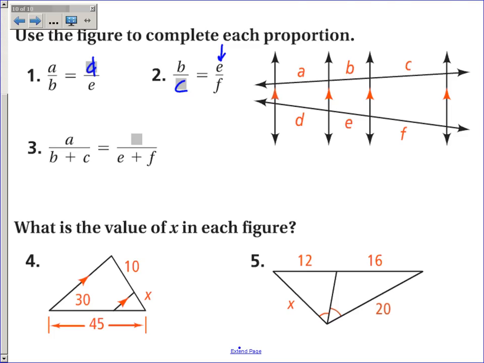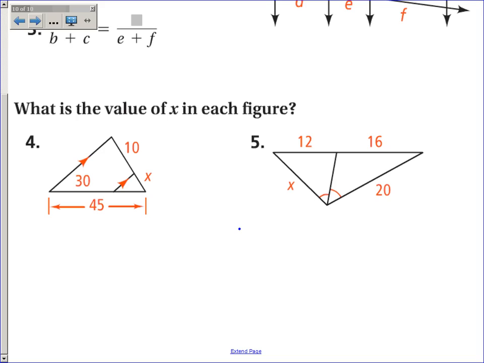Okay, now in this one, it's actually a pretty good question. And I want to use the Side-Splitter Theorem. I know on this side it's x over 10. Okay, it's this over this. But on this side, it's not so clear what to use. What corresponds with x? Well, it's this length right here. But that length is 45 minus 30, which is 15. So this length right here is 15, and that's the length that corresponds with x.